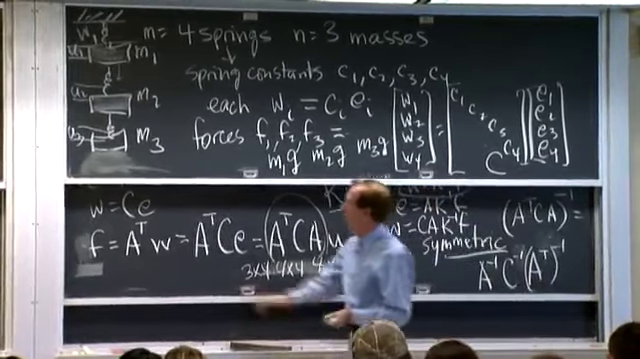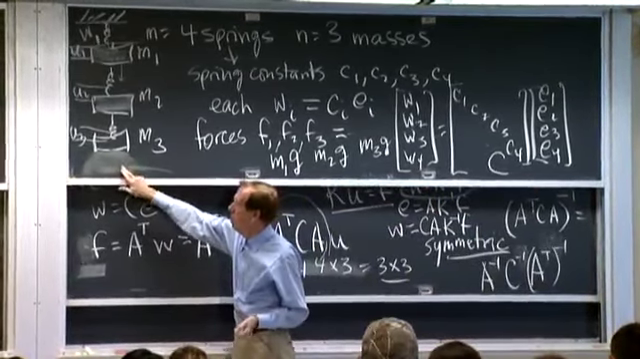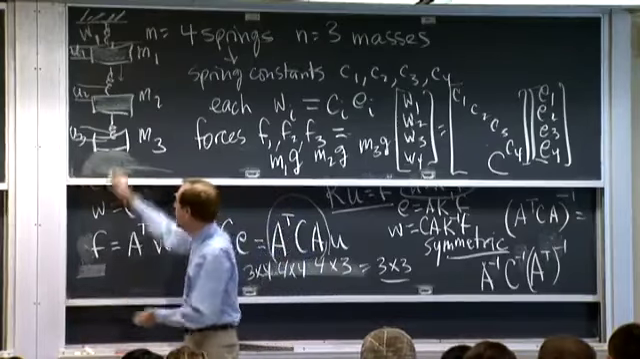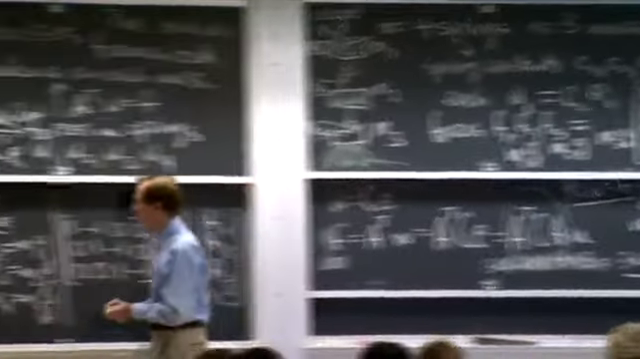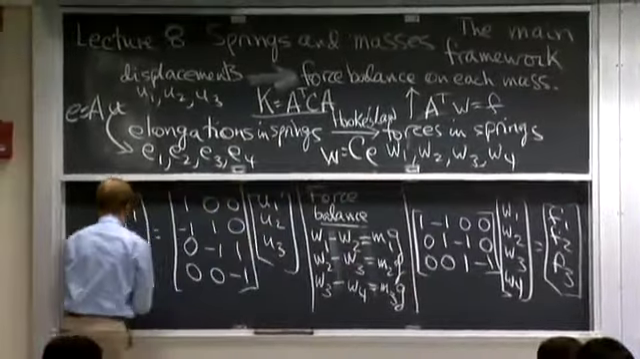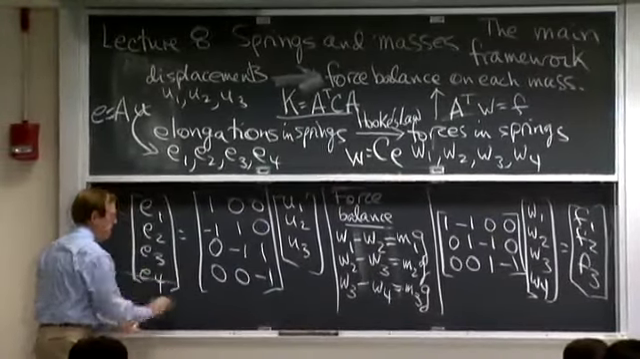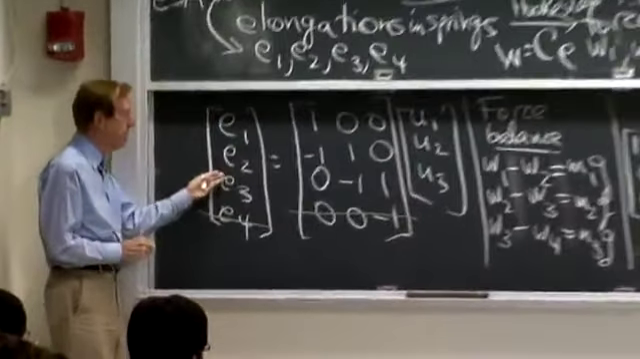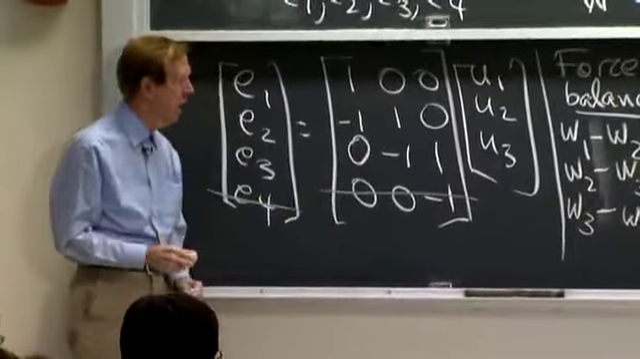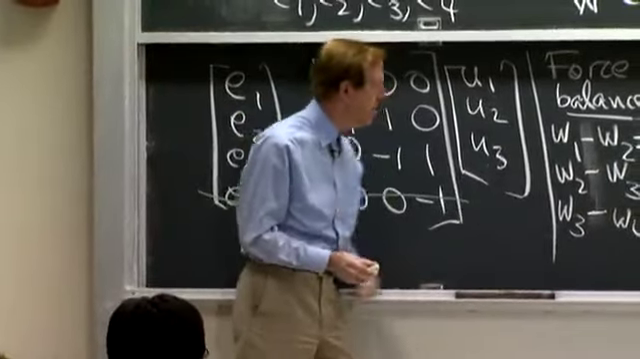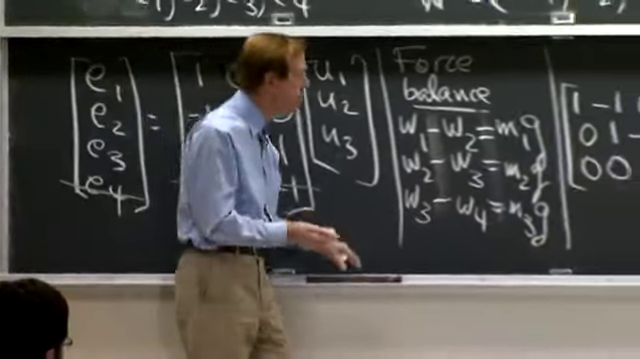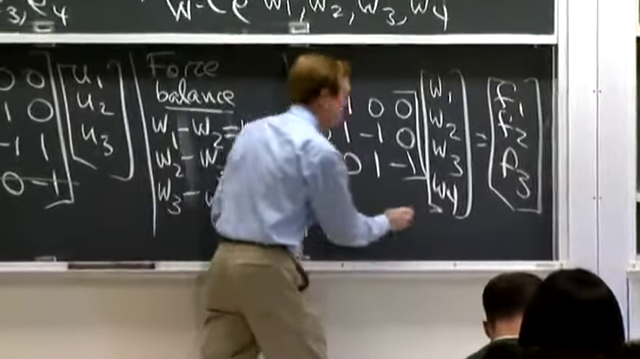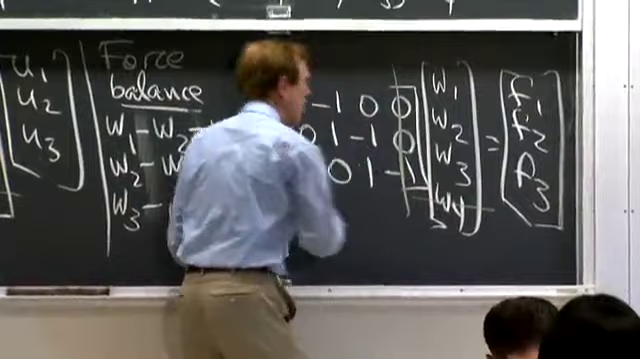And what's different now? There is no fourth spring. If this was my problem, what would be different? There's no fourth spring. So that's gone. I just have 3 springs stretching from 3 masses. Then the force balance is the same. Everything looks the same, except there's no force. There's no fourth spring, so there's no force there. That's gone.